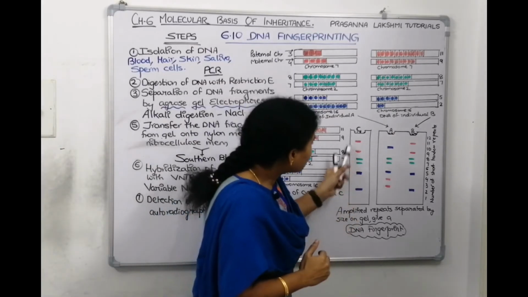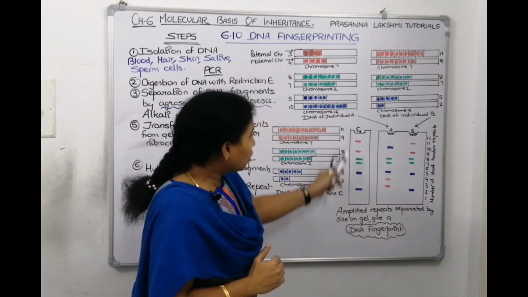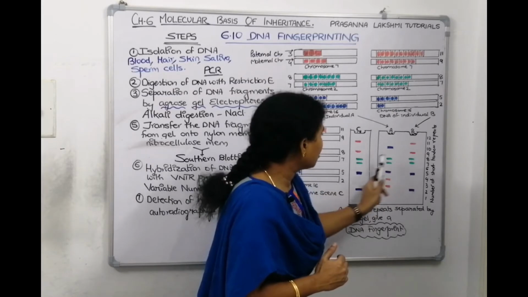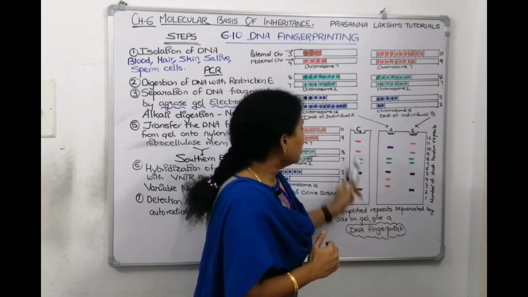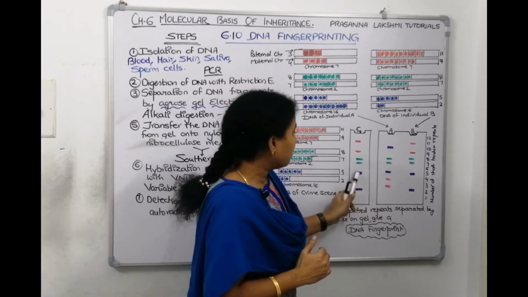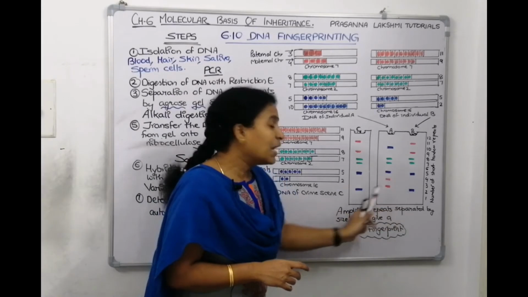So these bands are exactly matching with this person. The fingerprint of the suspect is matching with B. See, this red is matching, green are matching, blue are matching. But the red of this person and this person are different. Green might be same, but again, blue is also different. So these are the fingerprints of A, B and C.